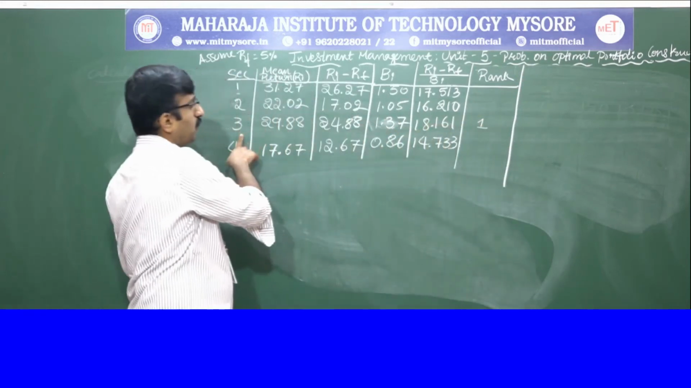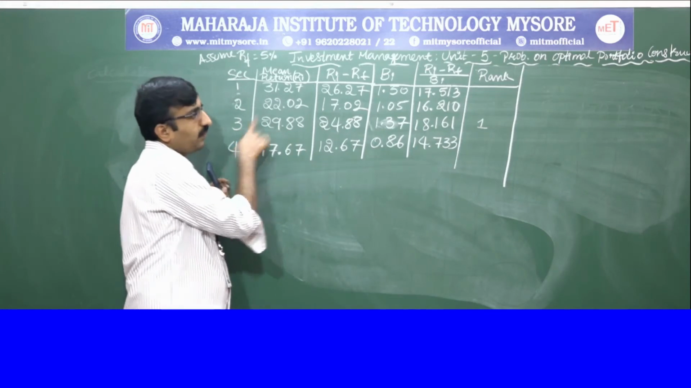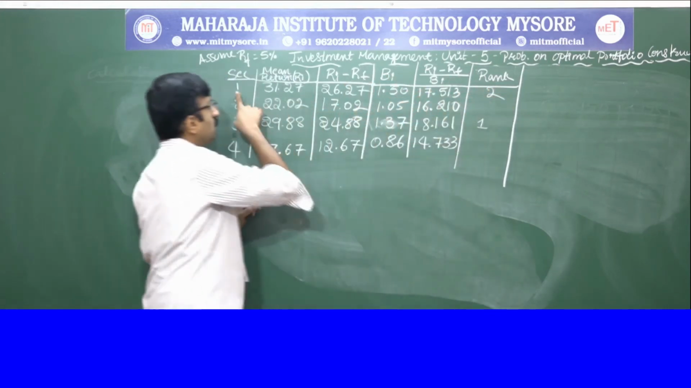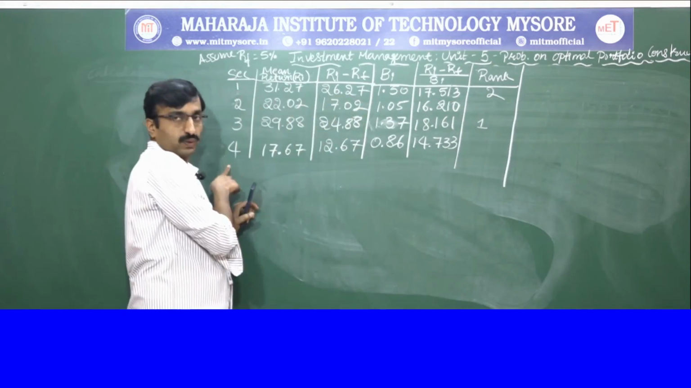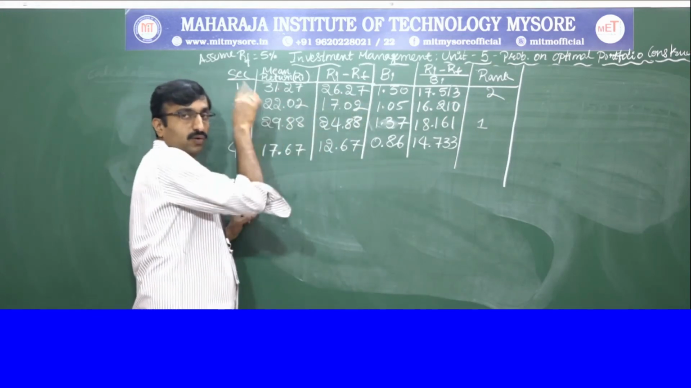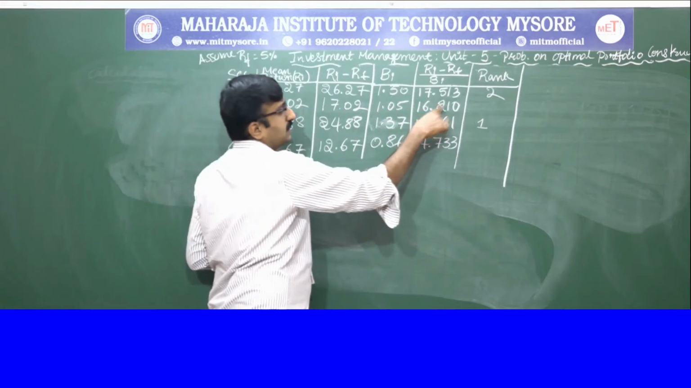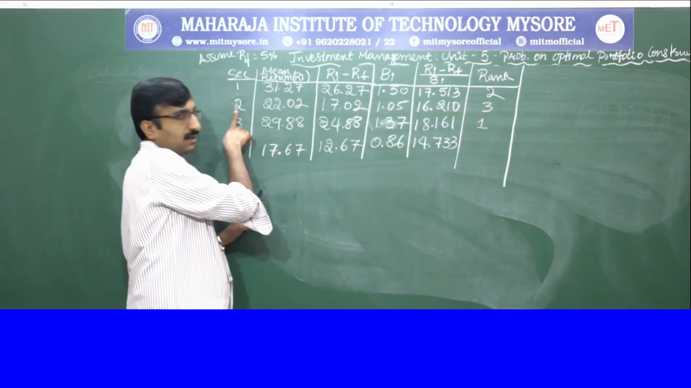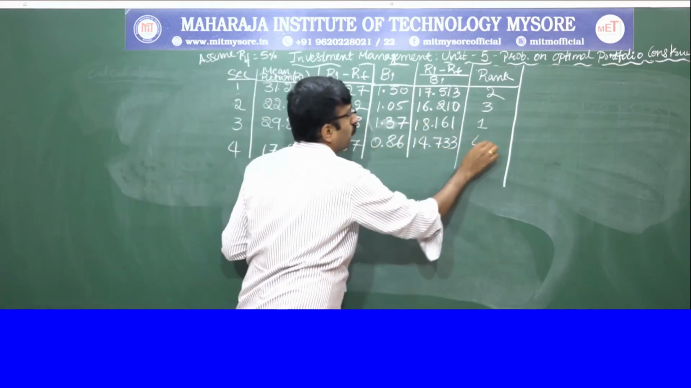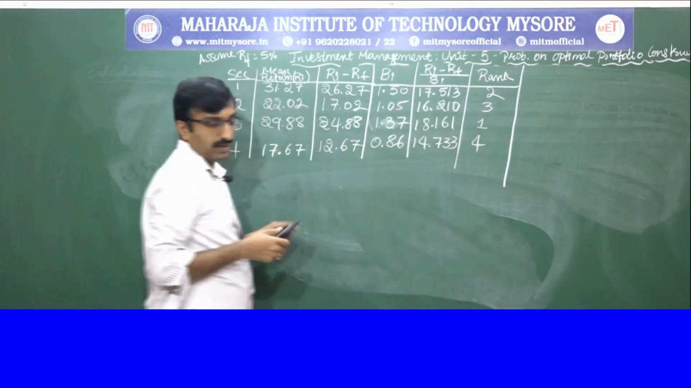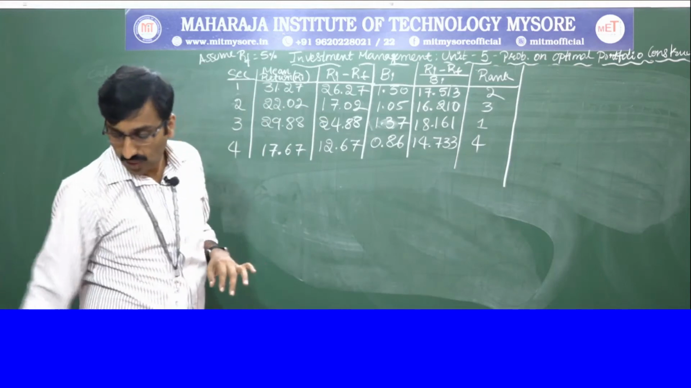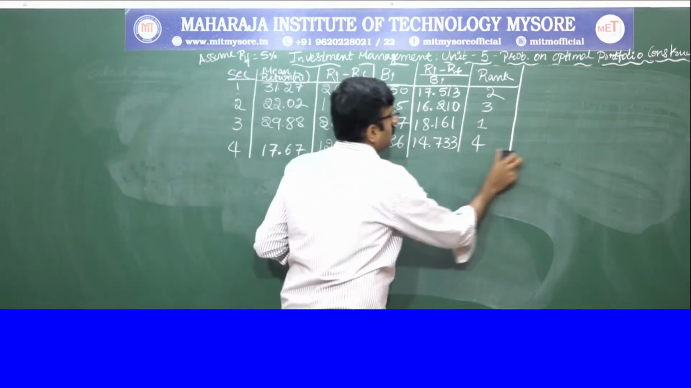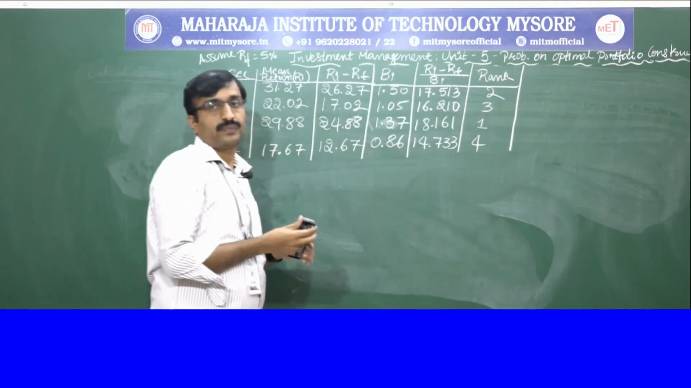So, 3 is equal to 1. Next below that it is 2, so 1 is equal to 2. Next below that one, that is 16.210, this is 3, so 2 is equal to 3. Next, 4 is equal to 4, whichever is the least one is called 4. So we got what is it? That is ranking the stock.